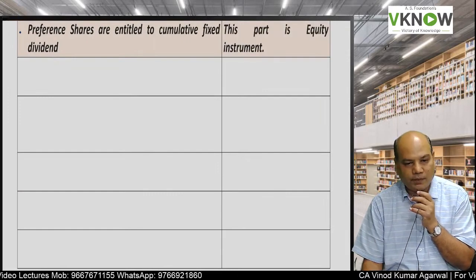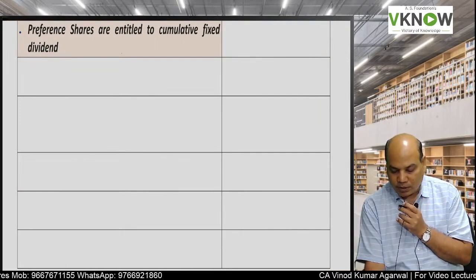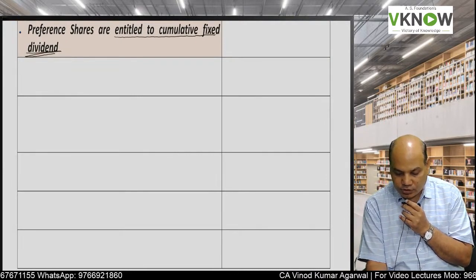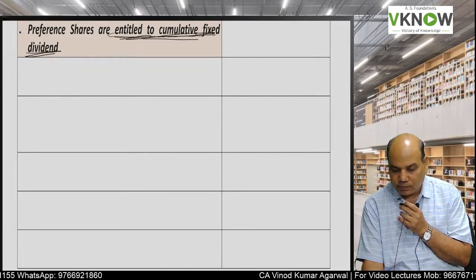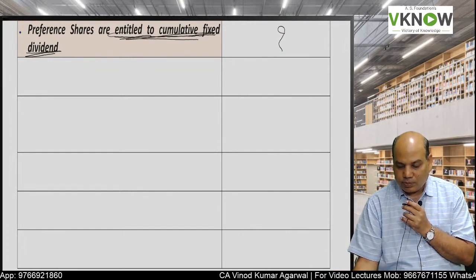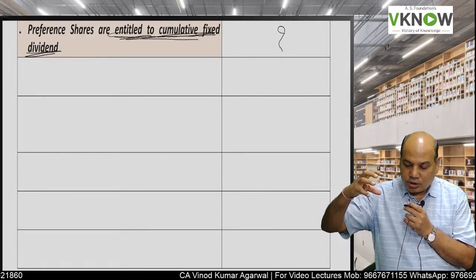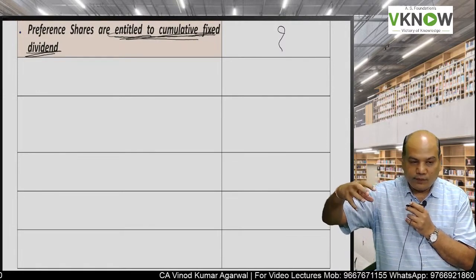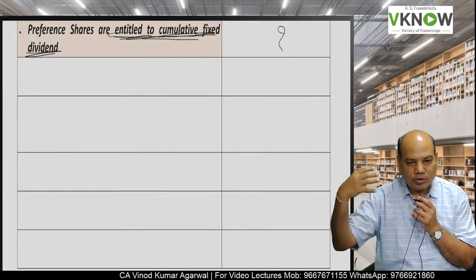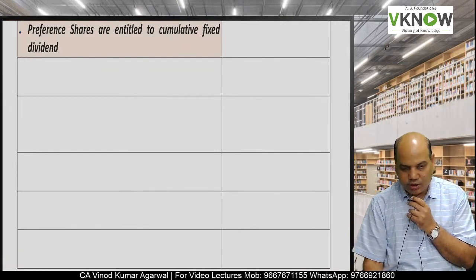Some more examples on preference share. You have to participate and answer. Preference shares are entitled to cumulative fixed dividend. I will give you 100 rupees if you give me the correct answer. Whether this entitlement to cumulative fixed dividend is a financial liability or equity.